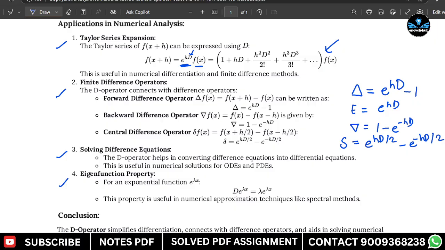Now the third one is solving differential equations, and there are two points that the D operator has in converting difference equations into differential equations.